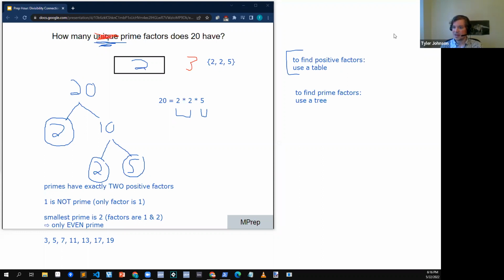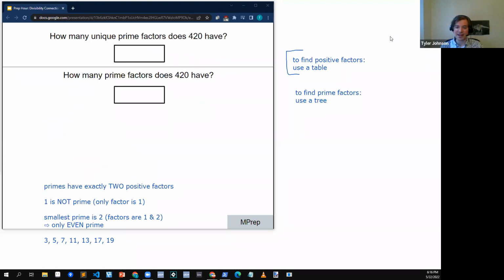So let's try this again with a bigger number. I want you to figure out how many unique and how many total prime factors the number 420 has.